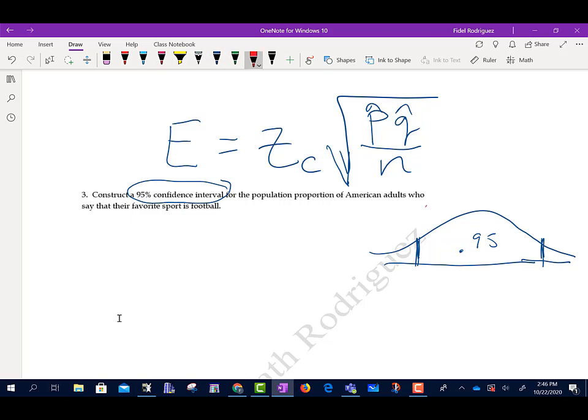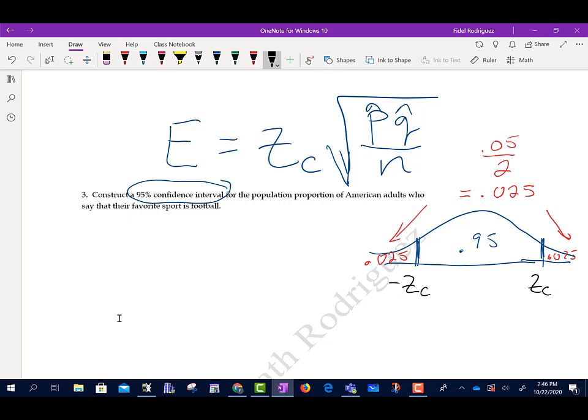That means that there is going to be 5% left for those two pieces. So if I take 0.05 and I divide it by 2, that's going to give me 0.025. So the area here would be 0.025 and the area here would be 0.025. Okay? So what I'm trying to find are those z values. Remember, this one would be negative and this one would be positive.